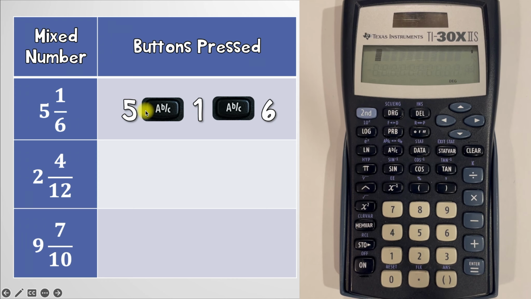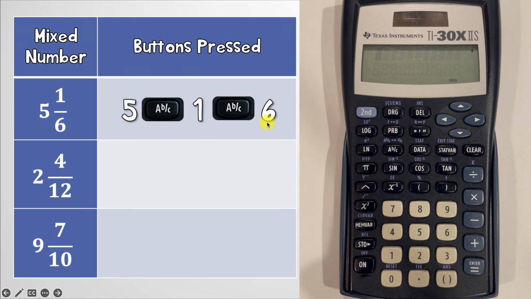So let's break this down. In the last video, we only hit the ABC button one time. That would make a fraction. But when you hit the ABC button twice, then on the first time you hit it, it separates the whole number and the fraction. And the second time you hit it, it separates the numerator from the denominator. Let's do that in the calculator.